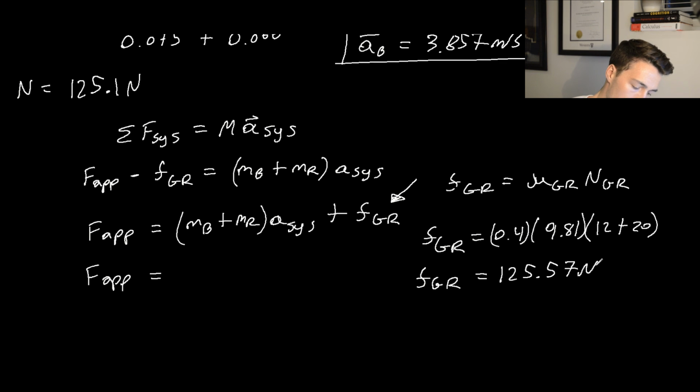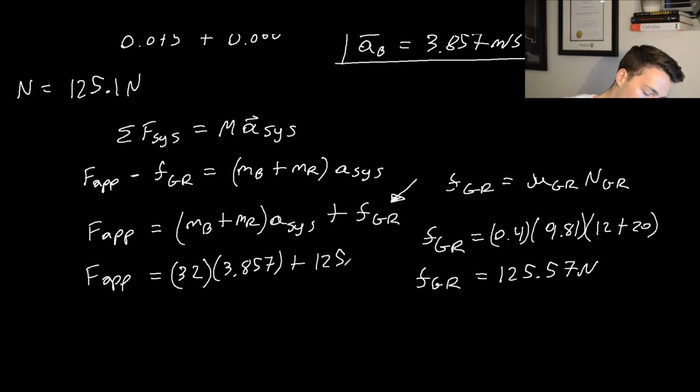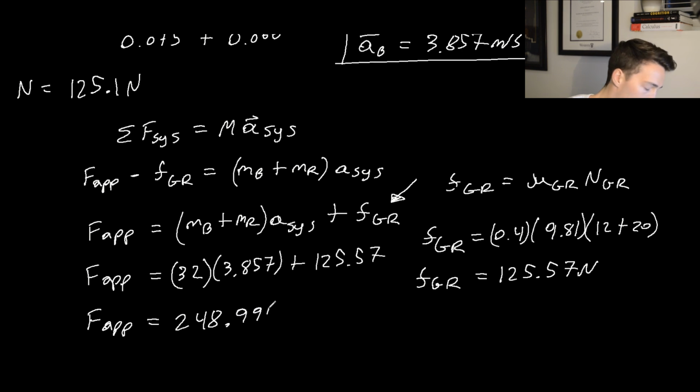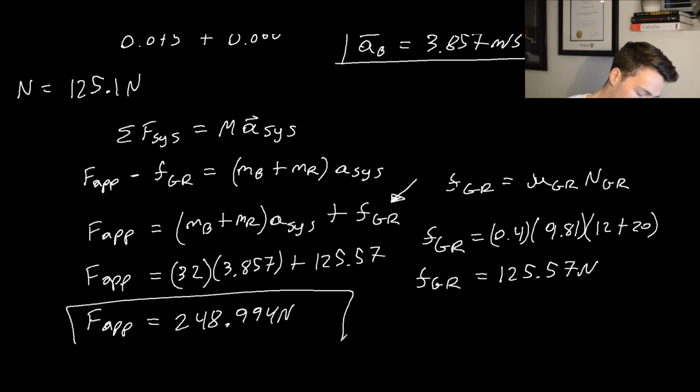125.57 newtons. So here we can write 32, which is the mass of the system, times 3.857 plus 125.57, and we get F applied to equal 32 times 3.857 plus 125.57. So 248.994. And that is our answer.